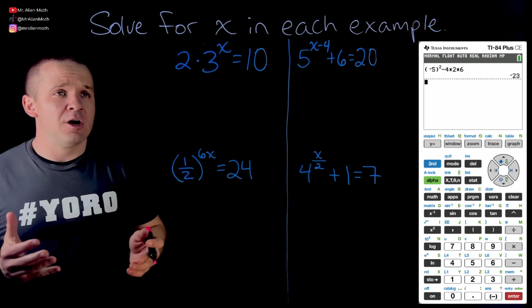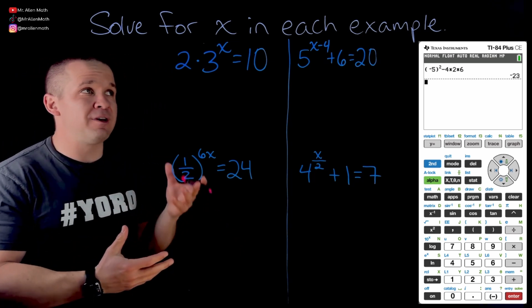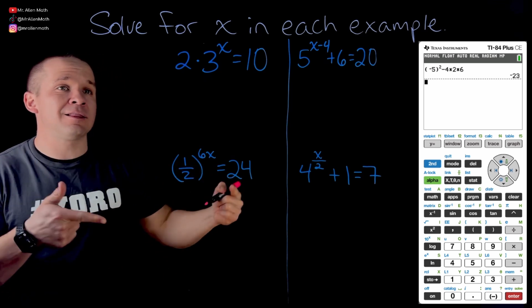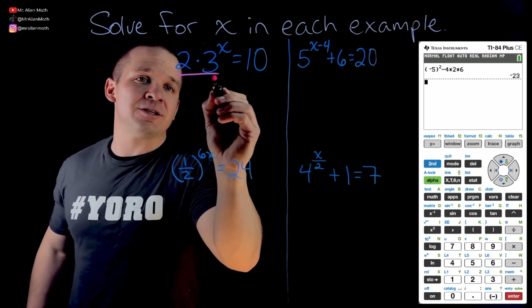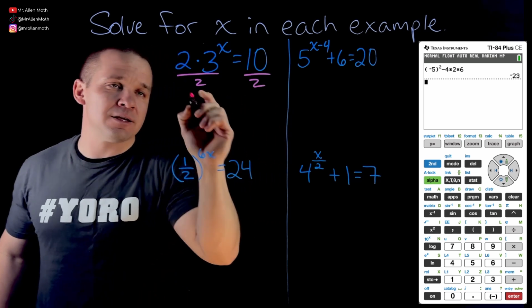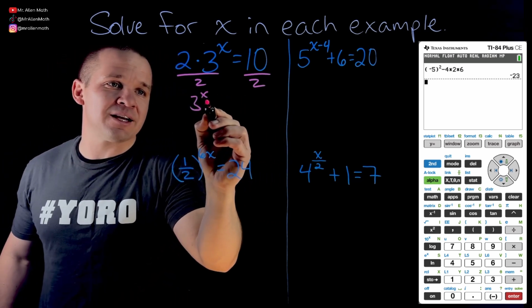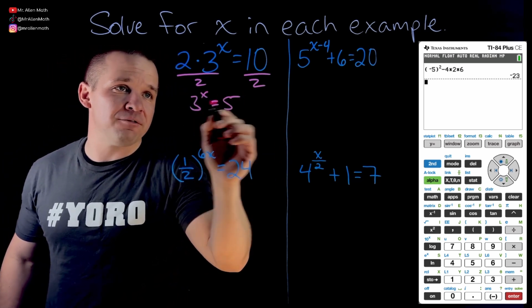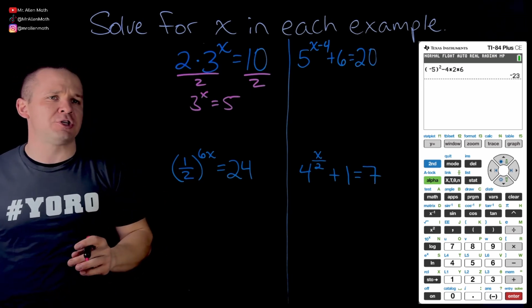How do I start this? Well, our goal is to get to x, right? So we have to algebraically, legally get there. The first thing I'm going to do is divide by 2 on both sides. So now I have 3 to the x equals 5, right? 10 divided by 2 is 5, last time I checked.